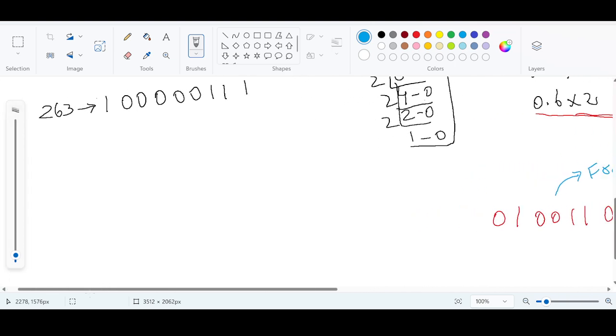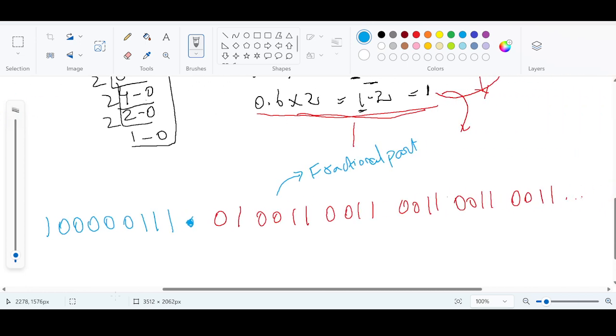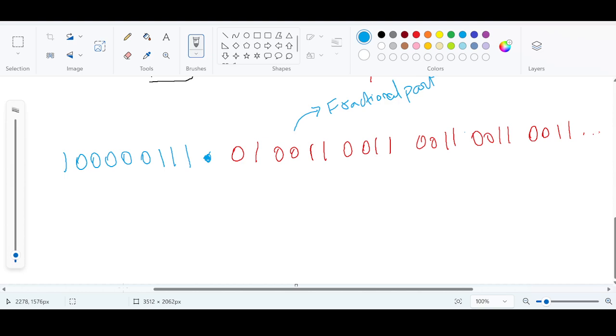Now we are able to find the equivalent binary number for the integer part as well as the fractional part. For the integer part, what is the exact binary number? This one: 1 0 0 0 0 0 0 1 1 dot. I can bring it like this. So this is equal to 263.3. The integer part is here and the fractional part is here.